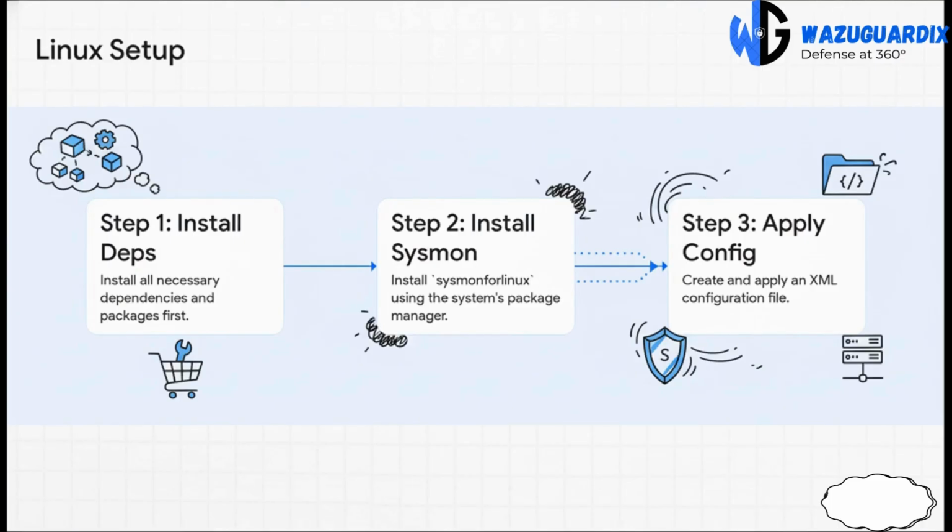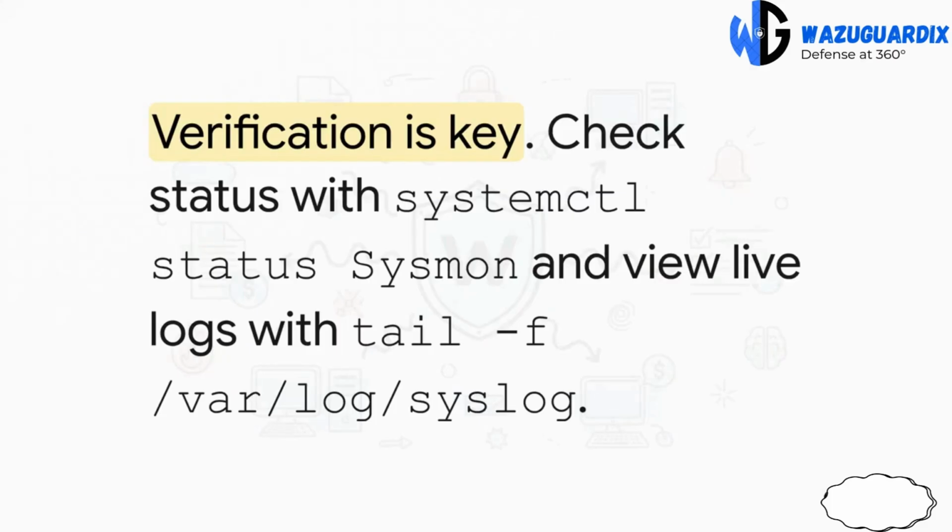You'll start out using your package manager to grab a few dependencies. Then you'll install the Sysmon for Linux package itself. And just like we did on Windows, you'll give it that XML configuration file to tell it which events you care about. And of course, we always verify our work. You can run systemctl status sysmon just to make sure the service is up and running without any errors. My personal favorite, though, is tail -f /var/log/syslog. That gives you a live, real-time feed of the logs as Sysmon is writing them. It's a great way to see it working instantly.